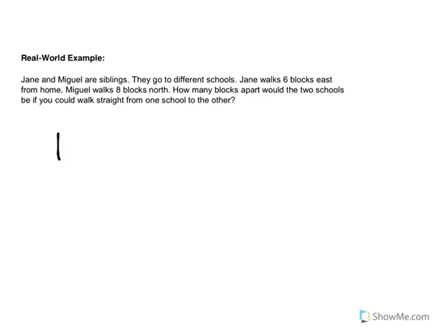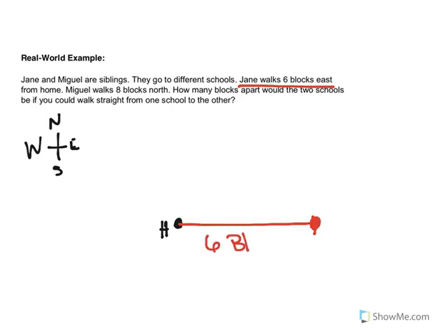I'm going to quickly make me a compass. I have north, east, south, west. I know that they go to different schools and they're going to start from home. So I'm just going to write an H for home, and I'm going to put a dot to represent home. Then the first thing I'm being told is that Jane walks 6 blocks east. So I'm going to draw a line to represent Jane's walk. And then I'm going to write that it is 6 blocks. And I know this is Jane. So I'm going to put a J.